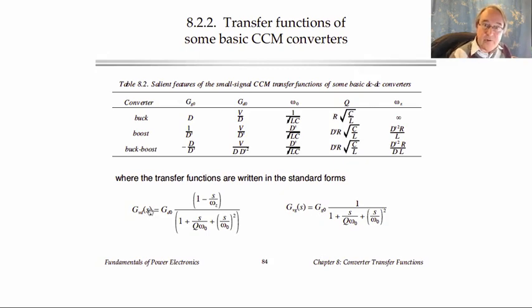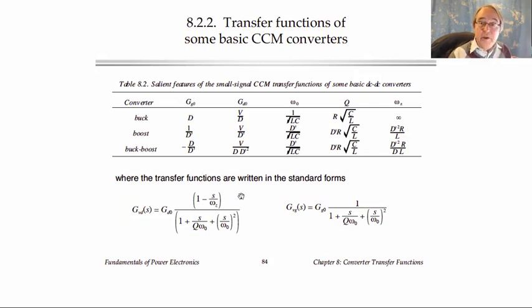GVD, the control to output transfer function, will have the same two poles, it'll have a different DC gain, and it may have a right half plane zero. In the case of the boost and the buck boost converters, we have a right half plane zero, and in the buck converter we don't.